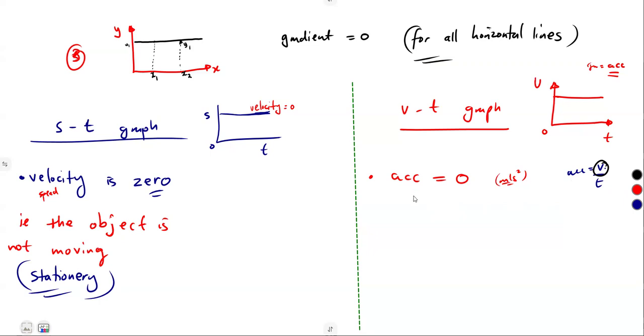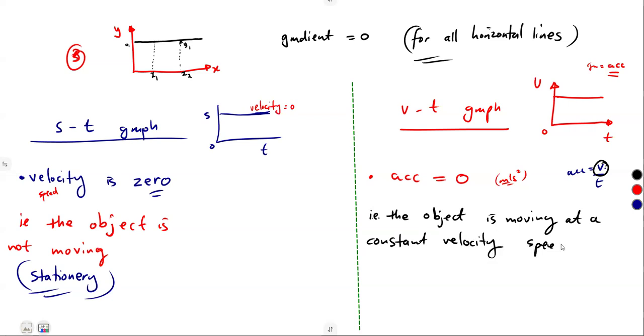So having an acceleration equal to 0 simply means that the object is moving at a constant velocity, or at a constant speed. It is neither increasing nor decreasing. It is just constant, the same.